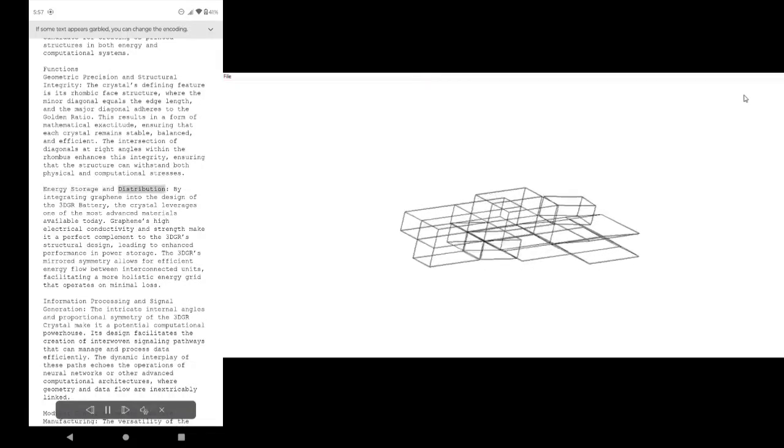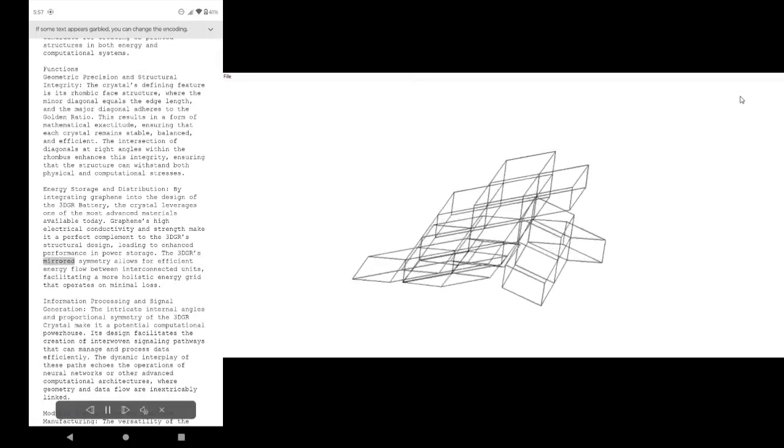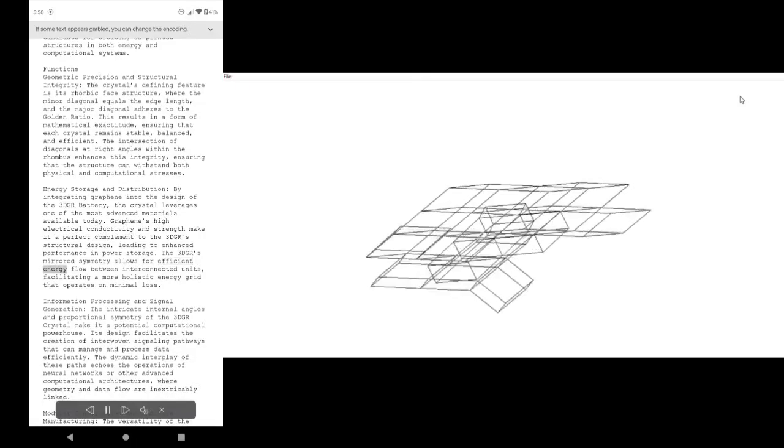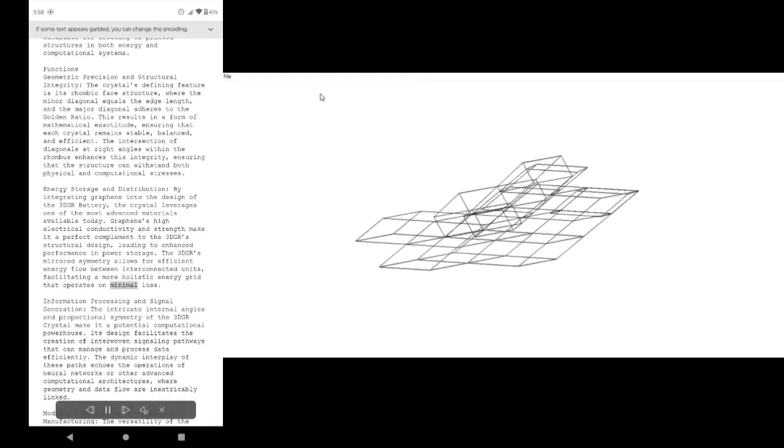Energy storage and distribution. By integrating graphene into the design of the 3D jar battery, the crystal leverages one of the most advanced materials available today. Graphene's high electrical conductivity and strength make it a perfect complement to the 3DGR's structural design, leading to enhanced performance in power storage. The 3DGR's mirrored symmetry allows for efficient energy flow between interconnected units, facilitating a more holistic energy grid that operates on minimal loss.